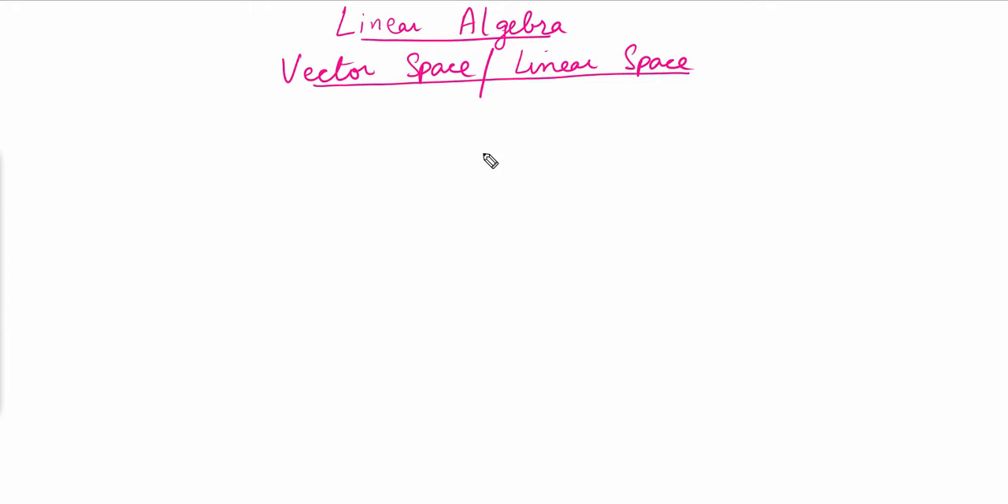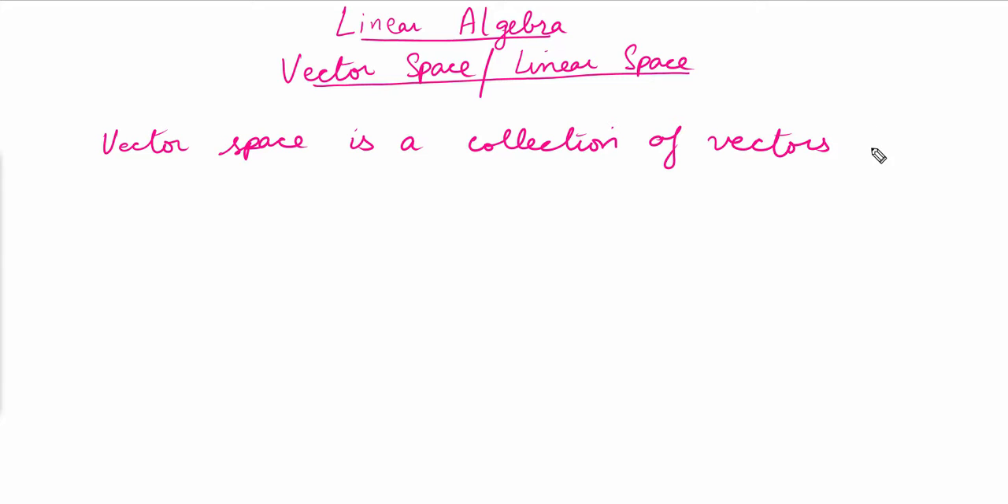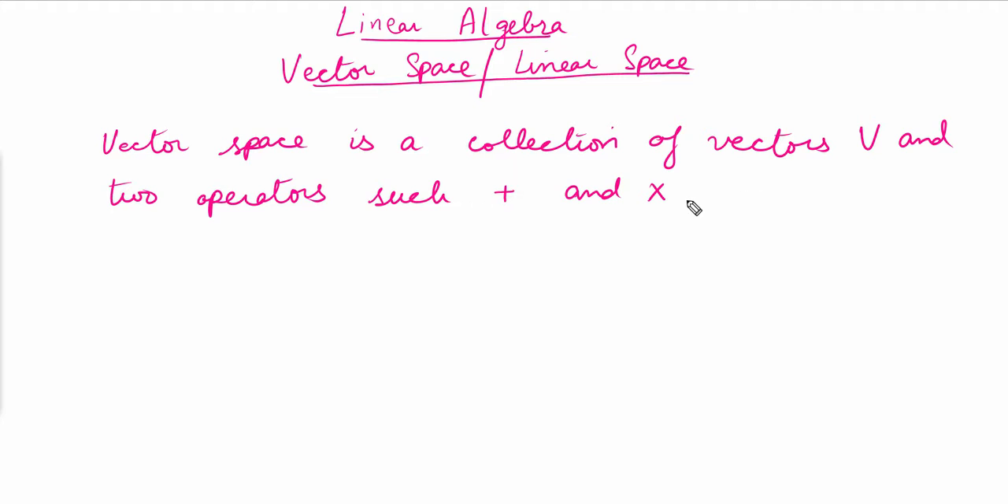So vector space is basically, I'll write it here, vector space is a collection of vectors that can be represented as V and two operators such as addition and multiplication, such that they hold the following properties.